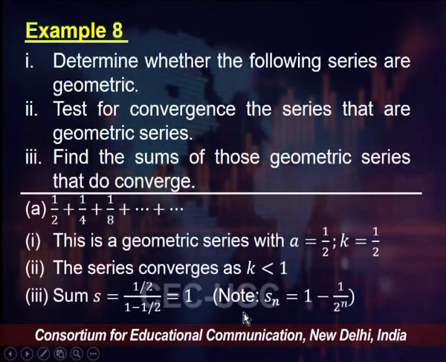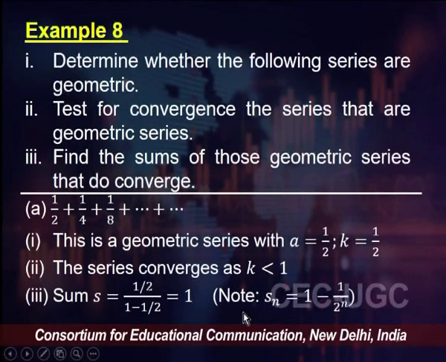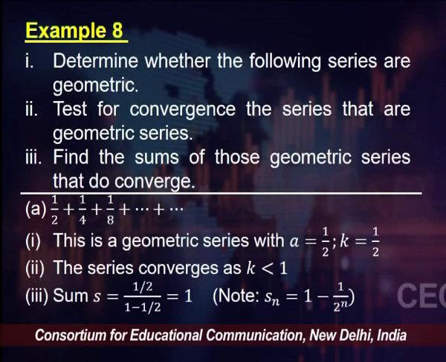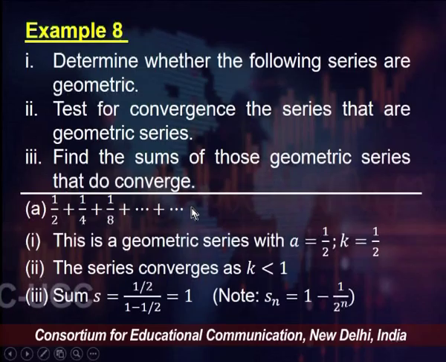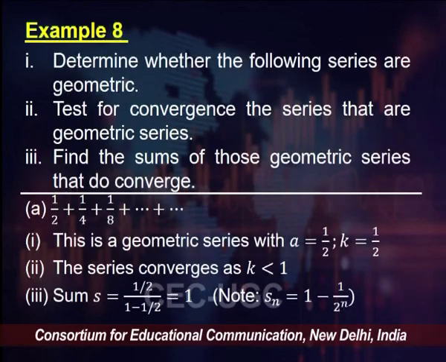So, we'll go step by step. In each example, you're asked whether the following series is a geometric series. Then in the second step, you'll test for convergence the series that are geometric series. In this case, you'll just check the common ratio. And then in the third step, if the series does converge, you have been asked to find the sum of that geometric series that does converge.